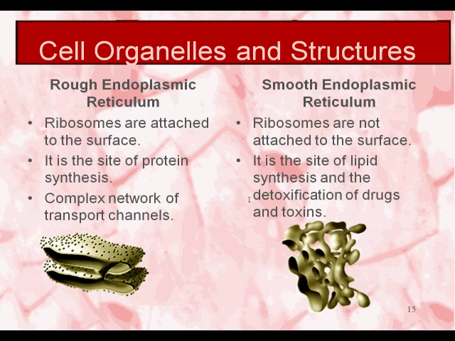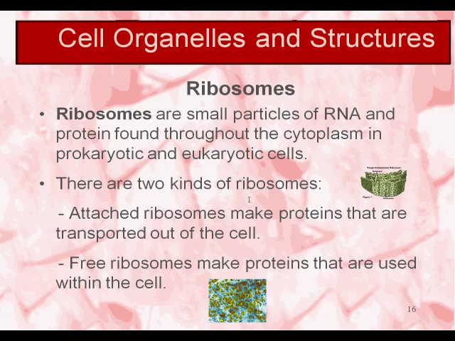In the smooth endoplasmic reticulum, ribosomes are not attached to the surface. It is the site of lipid synthesis and plays a major role in the detoxification of drugs and toxins in the cell. Ribosomes are small particles of RNA and protein found throughout the cytoplasm in prokaryotic and eukaryotic cells. There are two major types of ribosomes. Attached ribosomes make proteins that are transported out of the cell. Free ribosomes make proteins that are used within the cell.